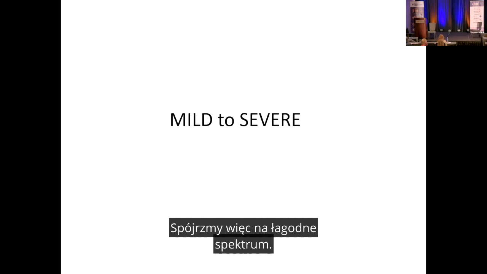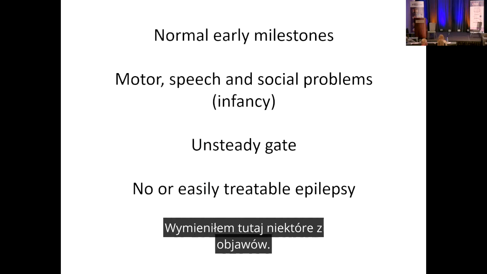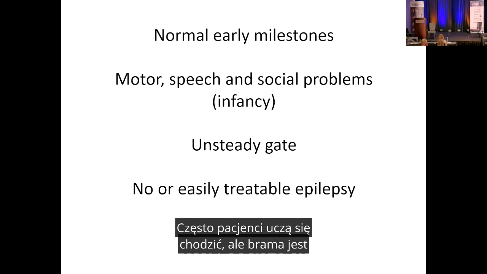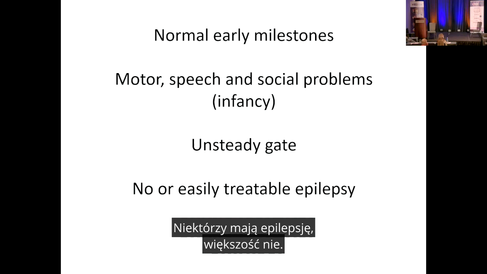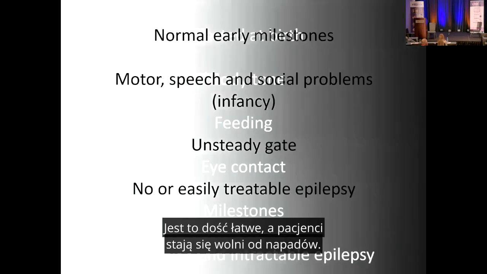So let's have a look at the mild spectrum. I've listed some of the symptoms here. Often the early milestones are normal, but then around infancy, you start seeing problems with development. Often patients learn to walk, but the gait is unsteady. Some have epilepsy, most do not, but in terms of treatment of seizures, it's quite easy and patients do become seizure-free.